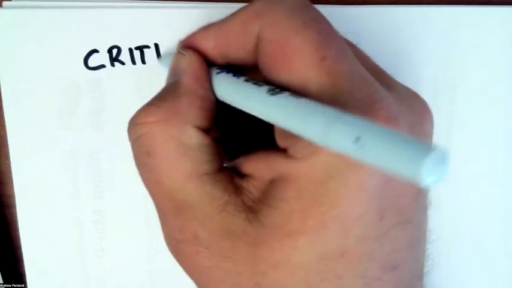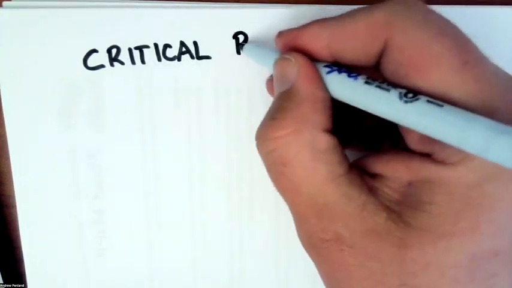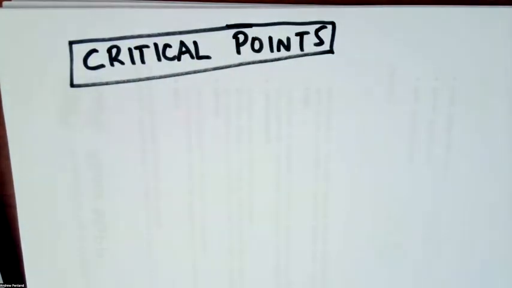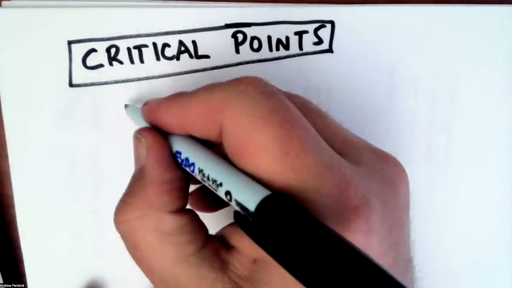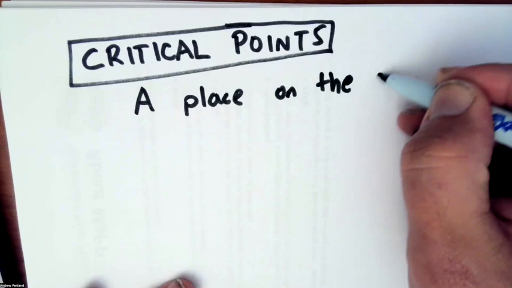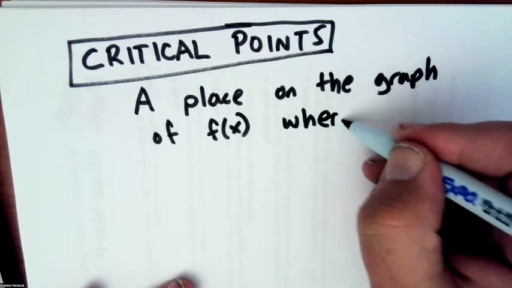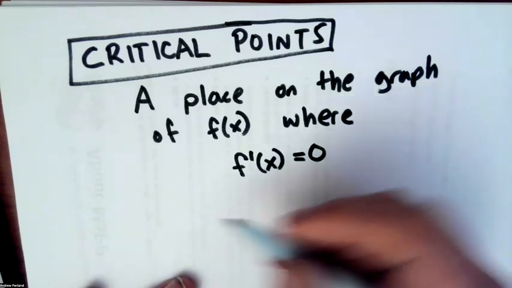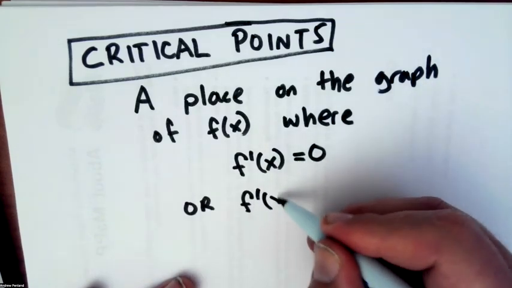So the very first thing you have to know about critical points is the definition. A critical point, intuitively, you can think of as a place where there's a noticeable change in the slope of the graph. Like we're going along and suddenly something happens. But the precise definition is: a critical point is a place on the graph of f of x where either f prime of x is equal to 0 or f prime of x is undefined.